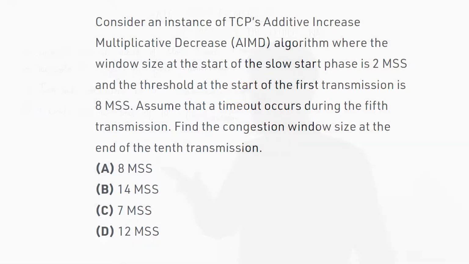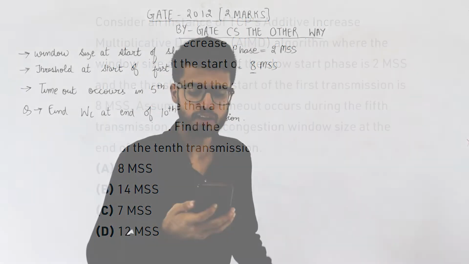Let's start. Question says, consider an instance of TCP's additive increase multiplicative decrease, that is AIMD algorithm, where the window size at start of slow start phase is 2 MSS and the threshold at start of first transmission is 8 MSS. Assume that a timeout occurs during 5th transmission. Find the congestion window size at the end of 10th transmission.